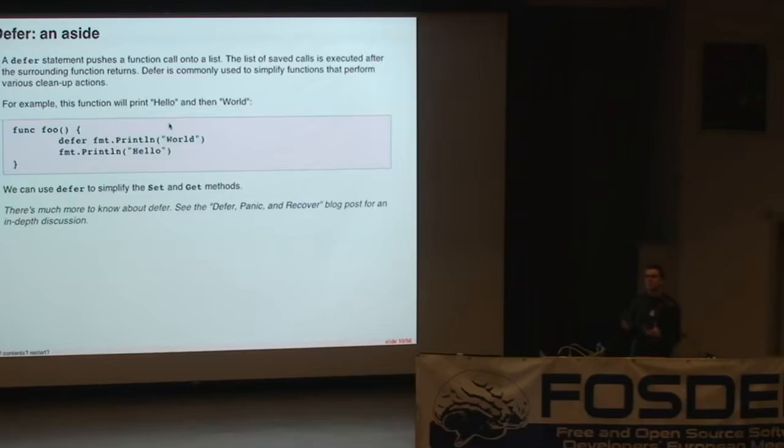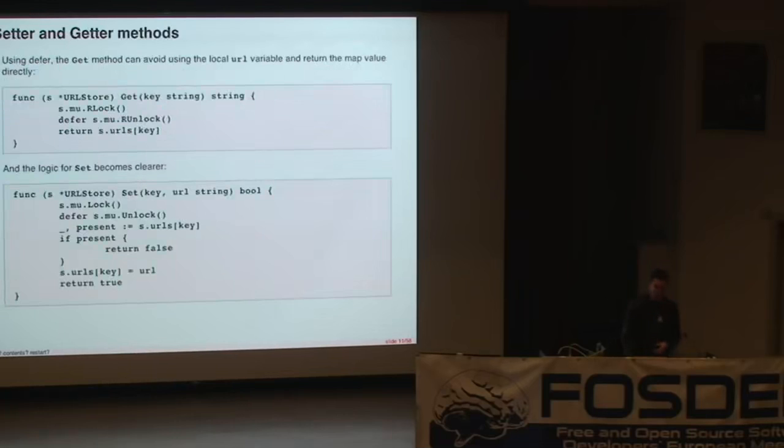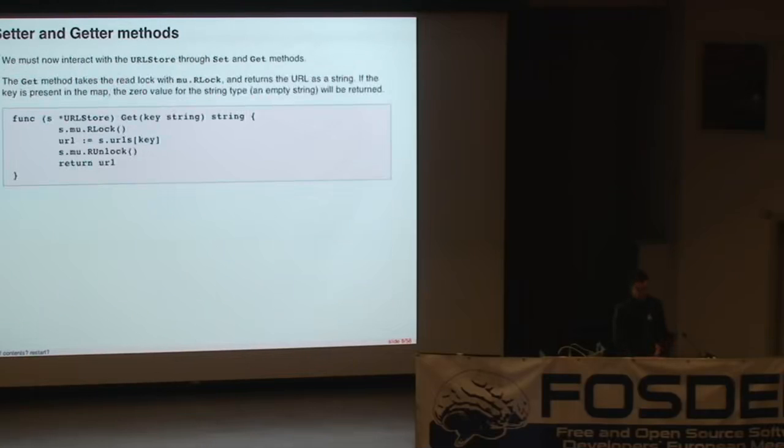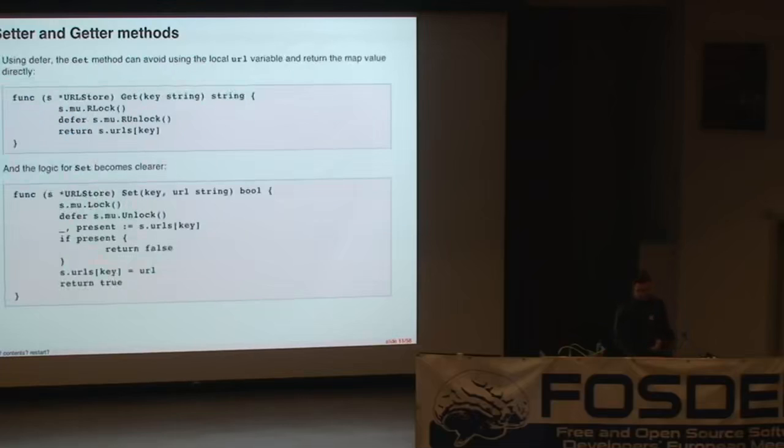I don't have much time to go into it in detail, but if you search for the Golang blog, there's a really thorough article written about this, if it interests you. But we can use defer now to simplify our setter and getter methods. So our get method from before, if we look back a couple of slides, used a temporary variable, URL. Instead, now with defer, we can just take the read lock, defer the release of the lock, and then return the value from the map directly without having to use an intermediary variable.